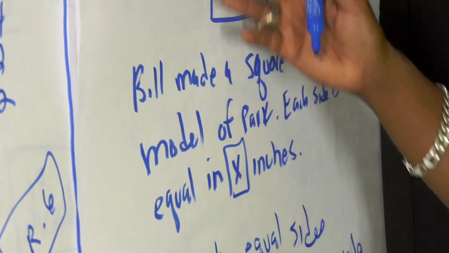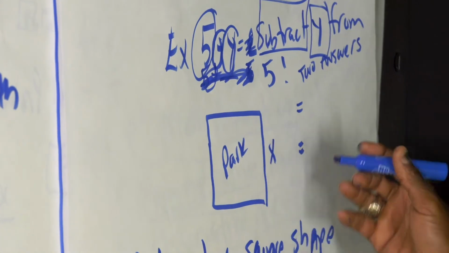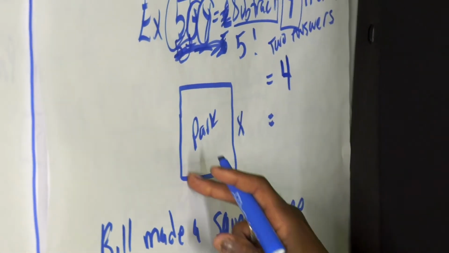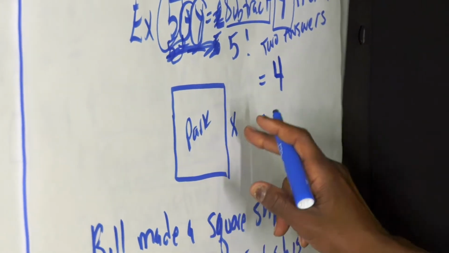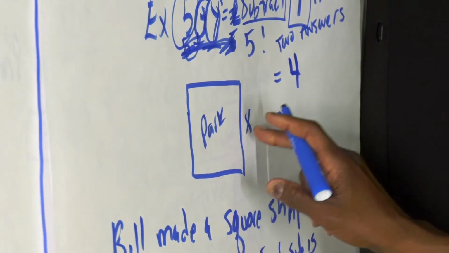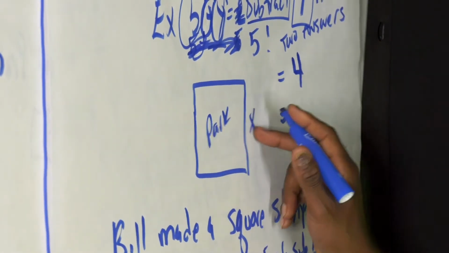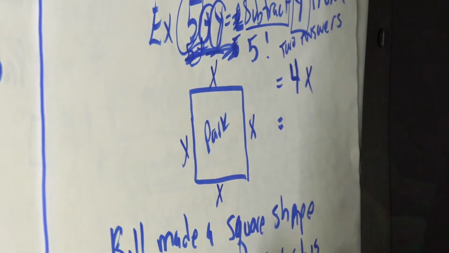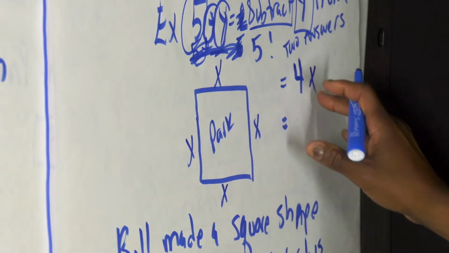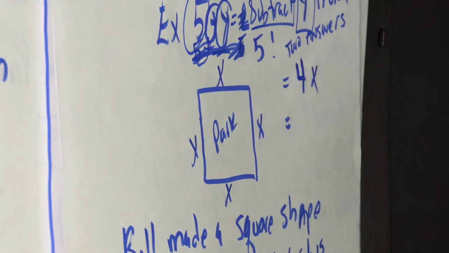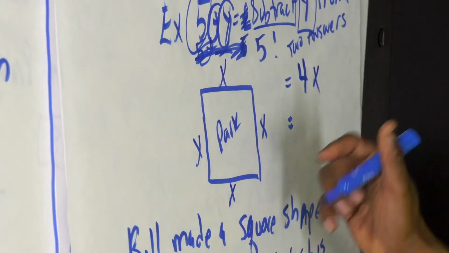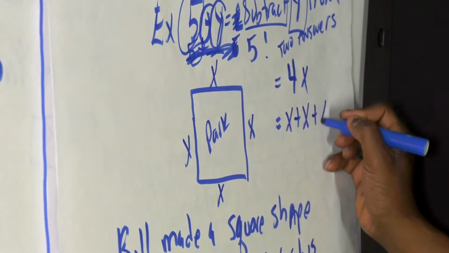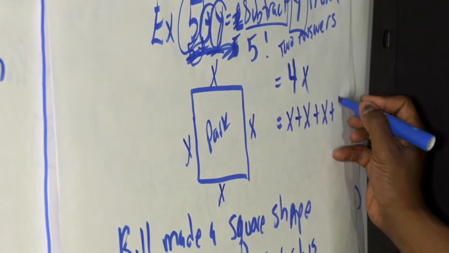So first we see, how many sides do we have? 4. And then we have an x here, unknown. So how many x's would there be? Well, that's 1, 2, 3, 4. So that would be 4x. That would be a way of writing that as an expression. What's another way you can write it? How about this way? x plus x plus x plus x.